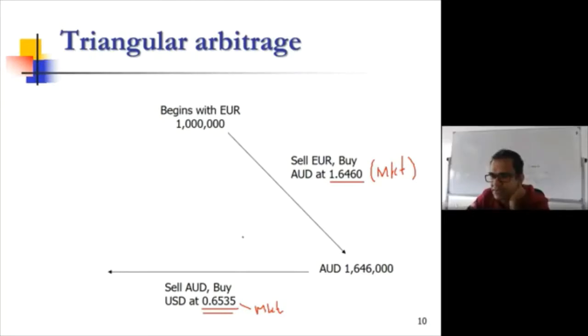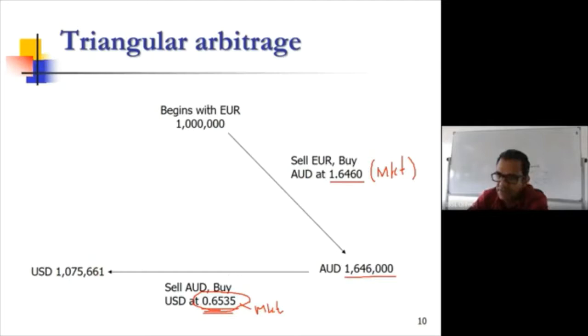What are you going to multiply? So 1,646,000, or 1,646, by 0.6535. Then what is the amount that you get? 1,075,660. So now I assume you can do these conversions.